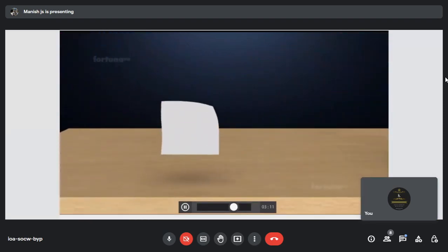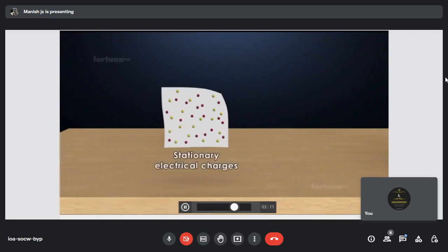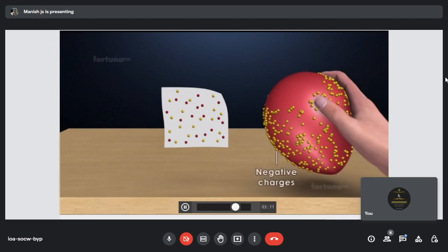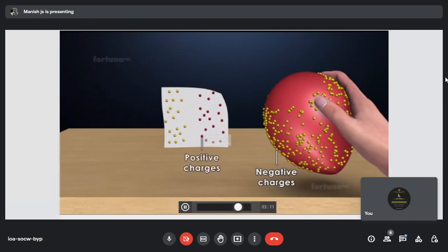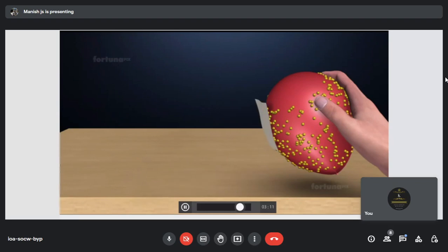The paper pieces will also have stationary electrical charges. When we bring the charged balloon near the paper pieces, the electrons will be repelled, causing them to move away from the balloon. This will leave only positive charges in the area near the balloon. Because opposite charges attract, the paper will be attracted to the balloon.